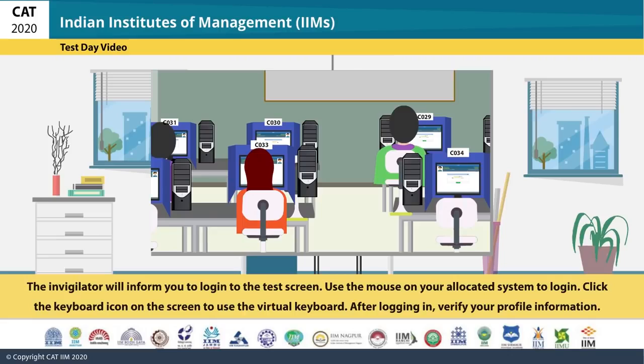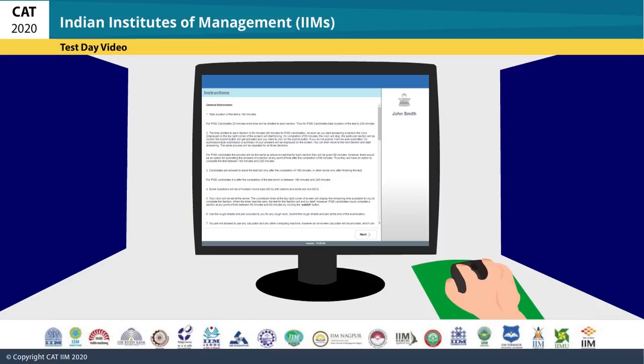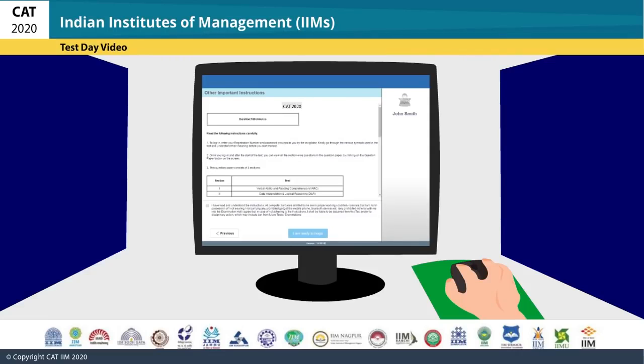The invigilator will inform you to log into the test screen. Use the mouse on your allocated system to log in. Click the keyboard icon on the screen to use the virtual keyboard. After logging in, verify your profile information. The next screen will display your test-related instructions. Read the instructions carefully and click Next to proceed. Finally, you can read and agree to the declaration by selecting the checkbox. The I am ready to begin button will be enabled. Click the button to proceed.